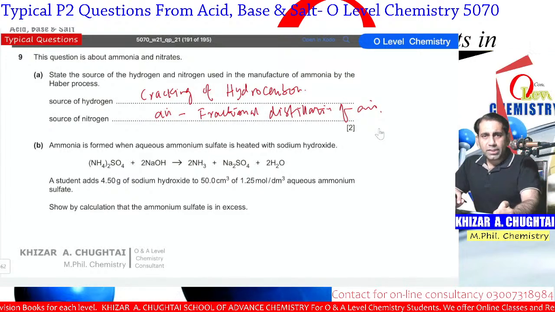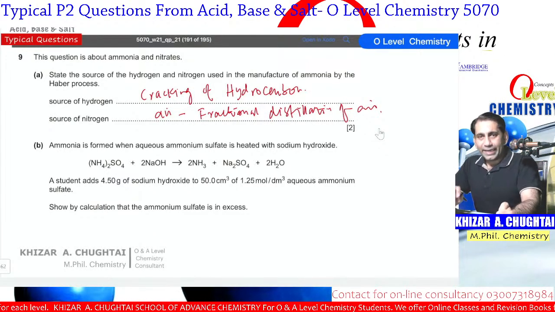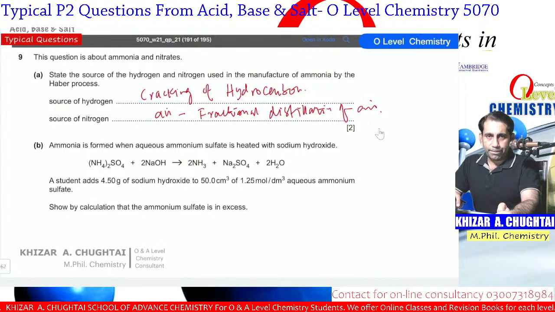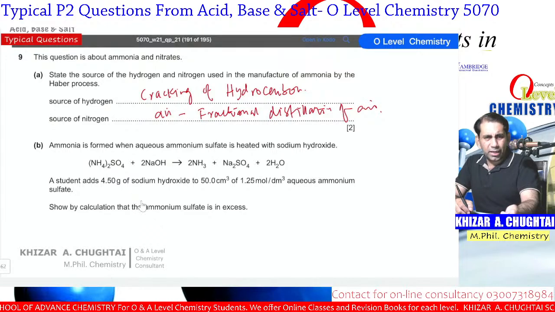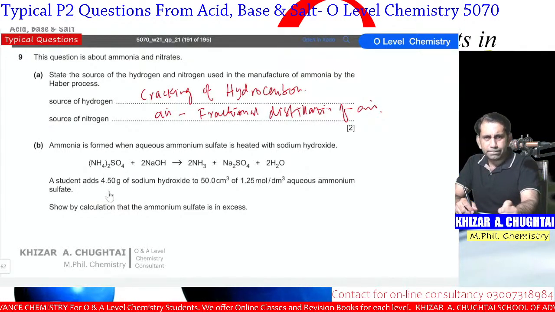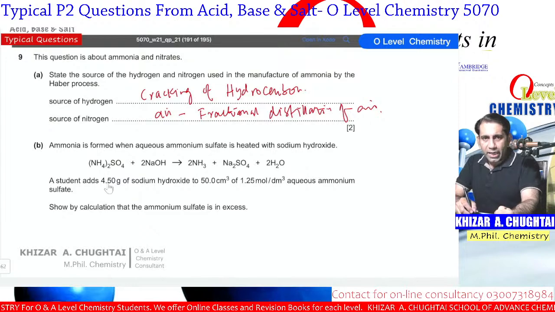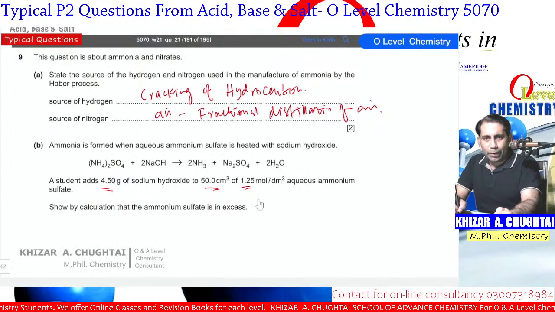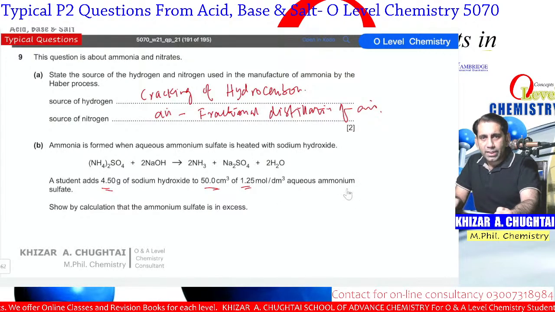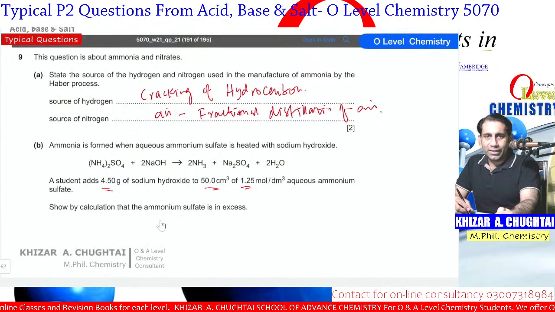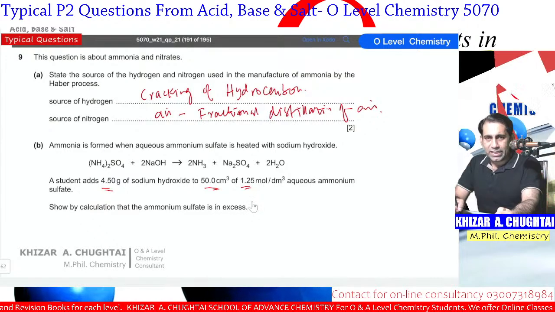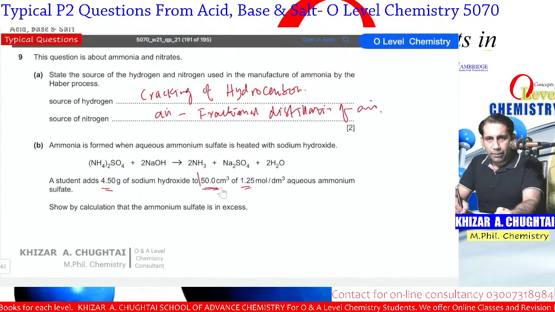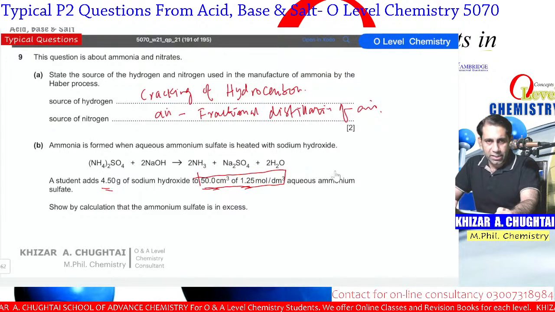Ammonia is formed when aqueous ammonium sulfate is heated with sodium hydroxide. A student adds, that belongs to the stoichiometry. Once again, let me see, and let's do it. A student adds 5.4 gram of sodium hydroxide to 50 centimeter cube of 1.25 mole per dm cube aqueous ammonium sulfate. Show by calculation that the ammonium sulfate is in excess. Simply speaking, first of all, as I told you in my previous lectures, these two pieces of information give us the number of moles of that species, that is ammonium sulfate.